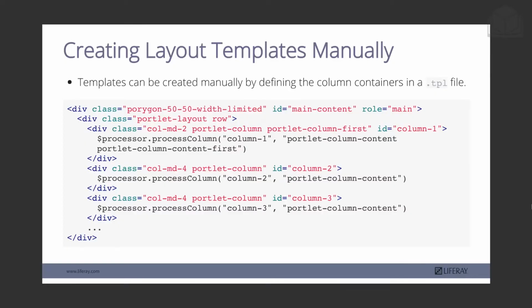What's important here in this example code is that we have these columns. We can see here we have a div with col-md-2, and we have some other classes here. So portlet-column, which always needs to be there, and then portlet-column-first, which identifies where this is, and then each ID is going to be its own, so column-1, 2, 3, for example. We also have this method being run here, processor.processColumn, and it's processing the ID as well as the classes. This can be manually edited.